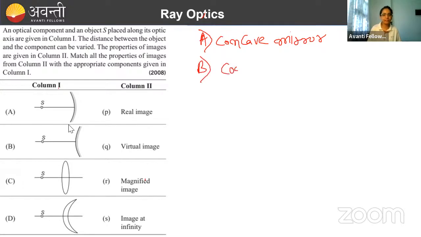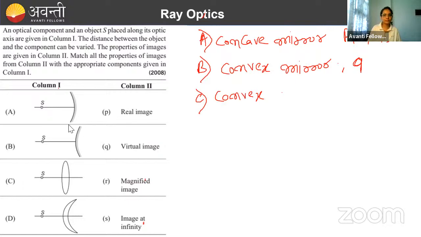Now let's come to the second thing. Second is a convex mirror. For a convex mirror, we know that it always forms what sort of image? Virtual image. Real image it can't form. Magnified image also it doesn't form, and it doesn't form an image at infinity. If the object is at infinity, it forms the image at focus, and if the object is anywhere else, then the image gets formed between focus and pole. That image is virtual, erect, and also diminished. So the correct option for B should be what? Only Q, right?